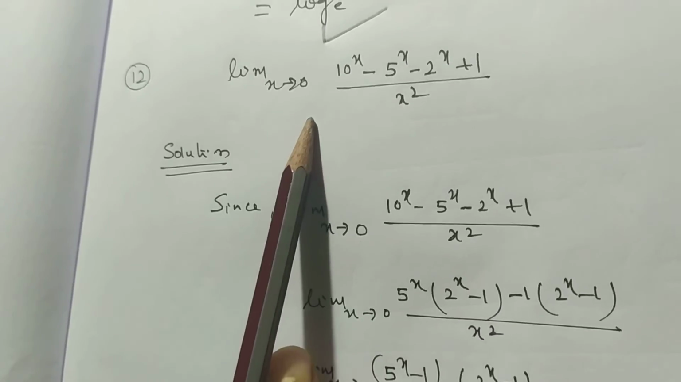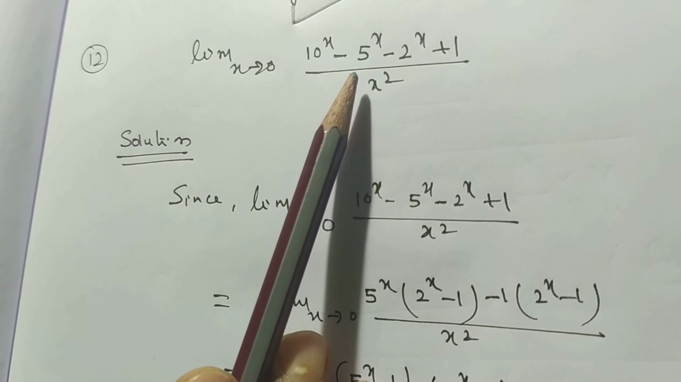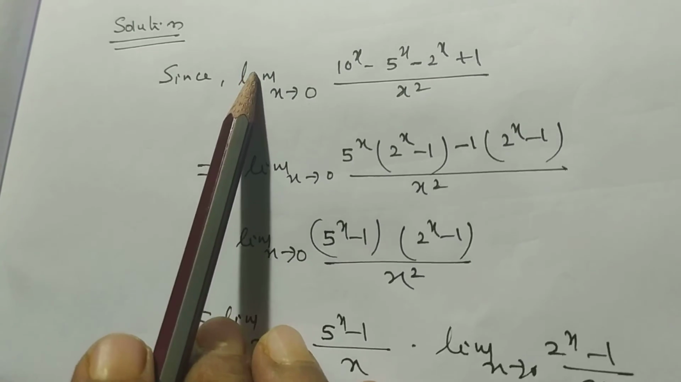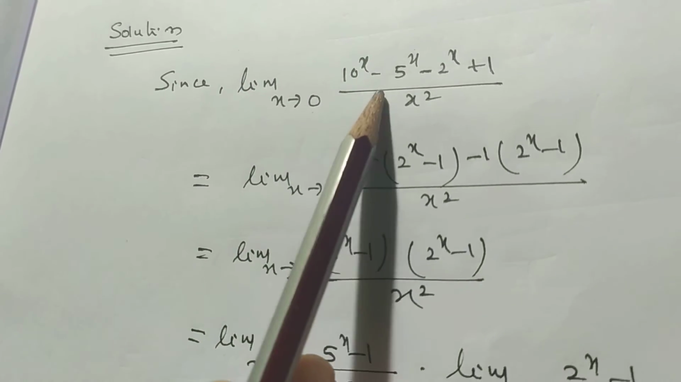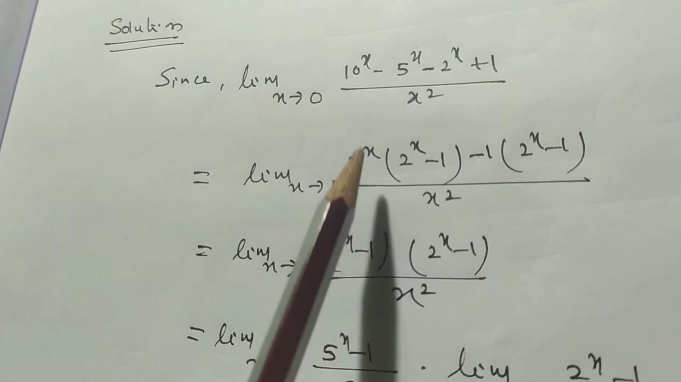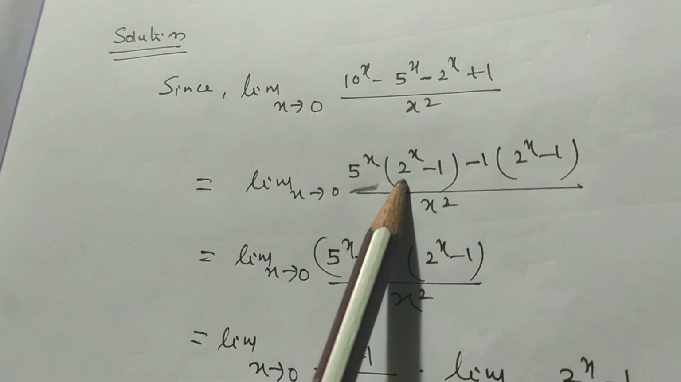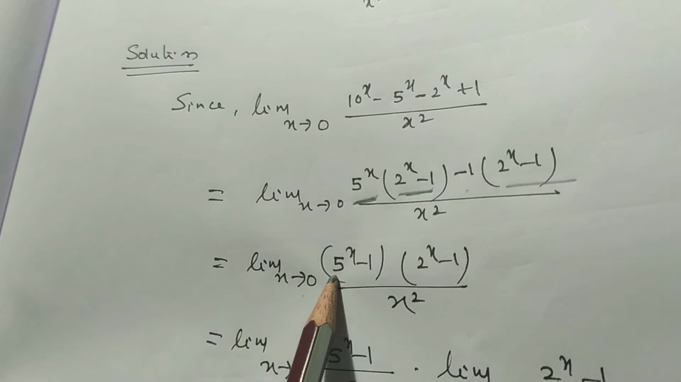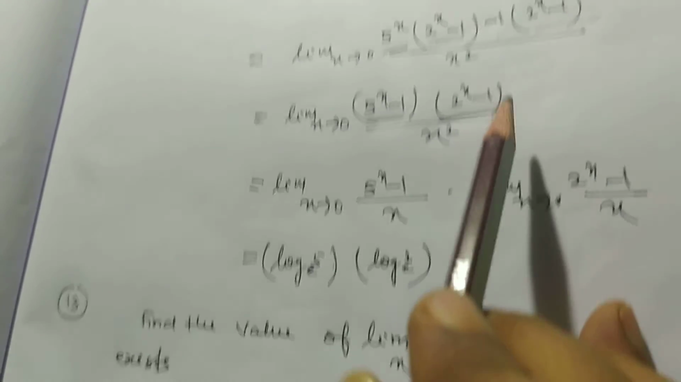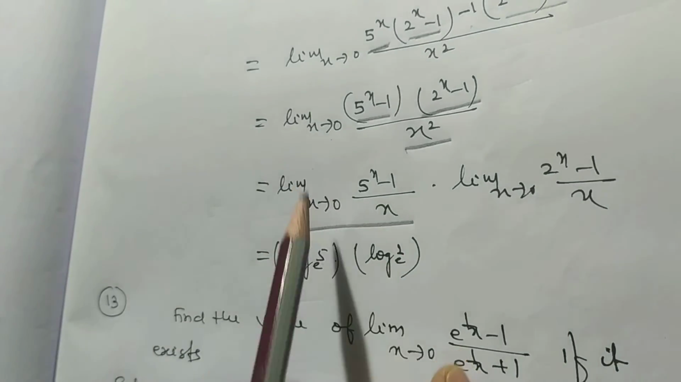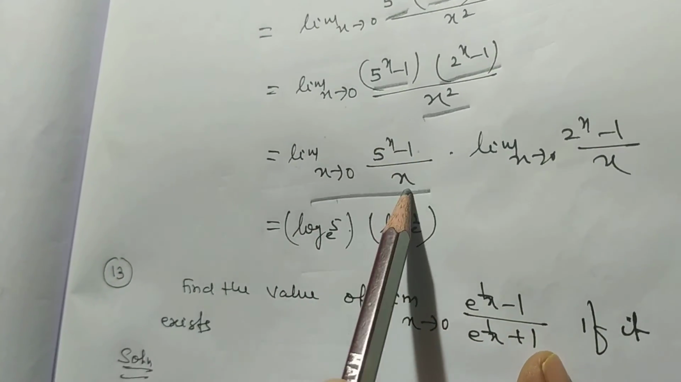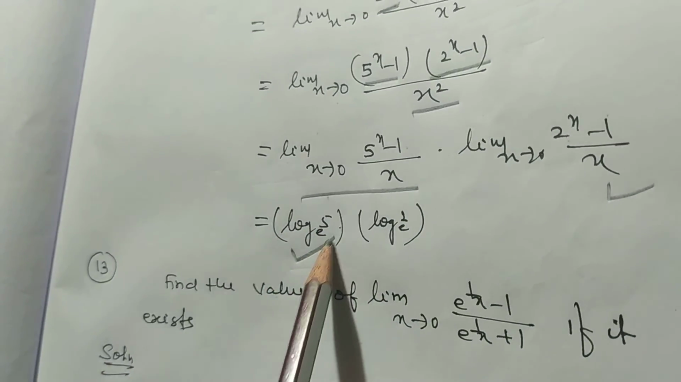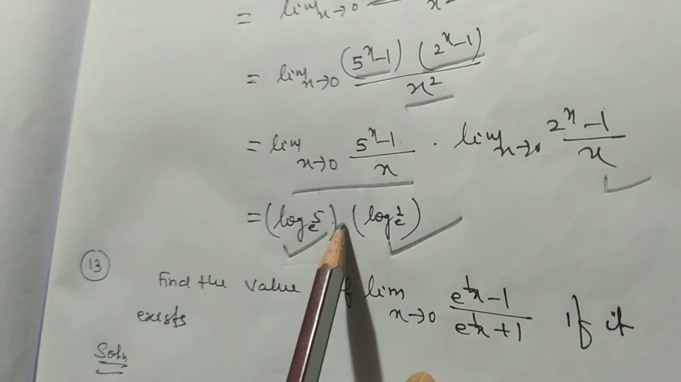Problem number 12. Limit x tends to 0, (10 to the power x minus 5 to the power x minus 2 to the power x plus 1) by x square. Now what do you observe? Here we want to split this expression, by taking 5 to the power x common. It will be 2 to the power x minus 1, minus 1, 2 to the power x minus 1. So it will be limit x tends to 0, (5 to the power x minus 1) into (2 to the power x minus 1) by x square. Now we can write limit x tends to 0, (5 to the power x minus 1) by x into limit x tends to 0, (2 to the power x minus 1) by x. So its value is log of 5 to the base e, log of 2 to the base e.